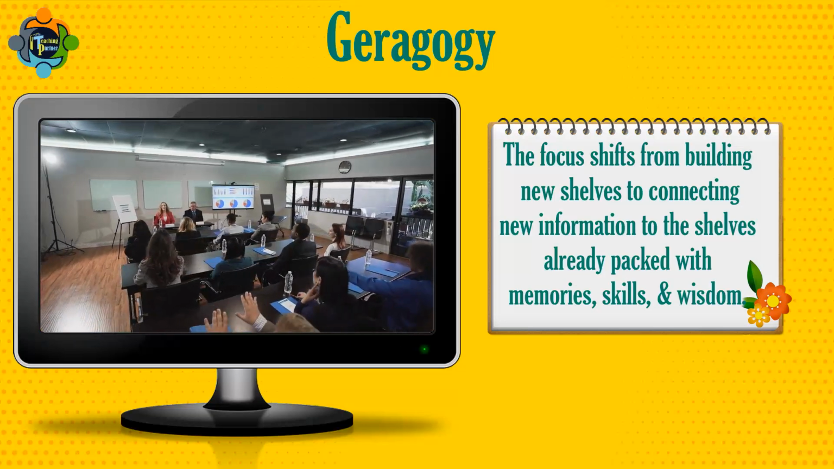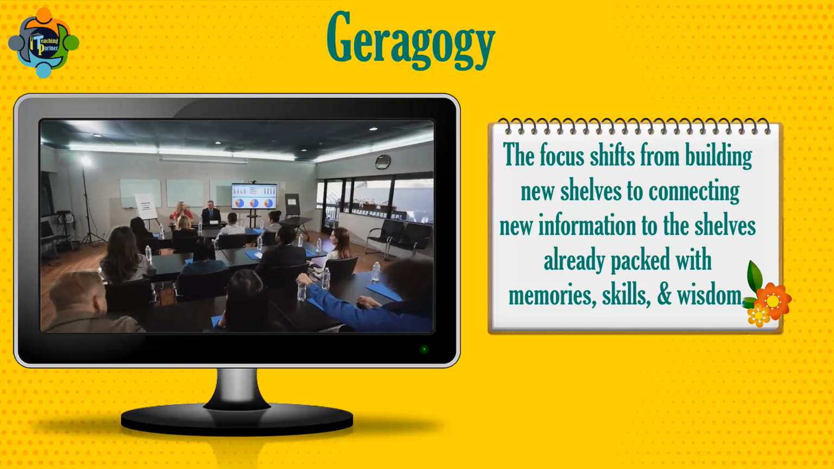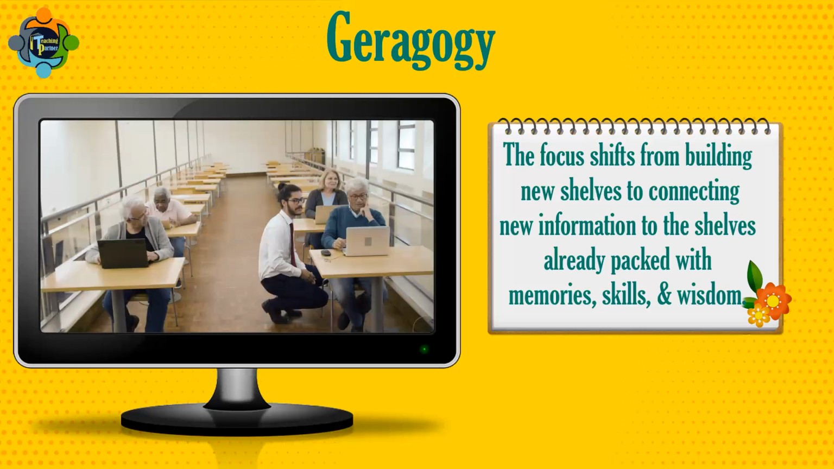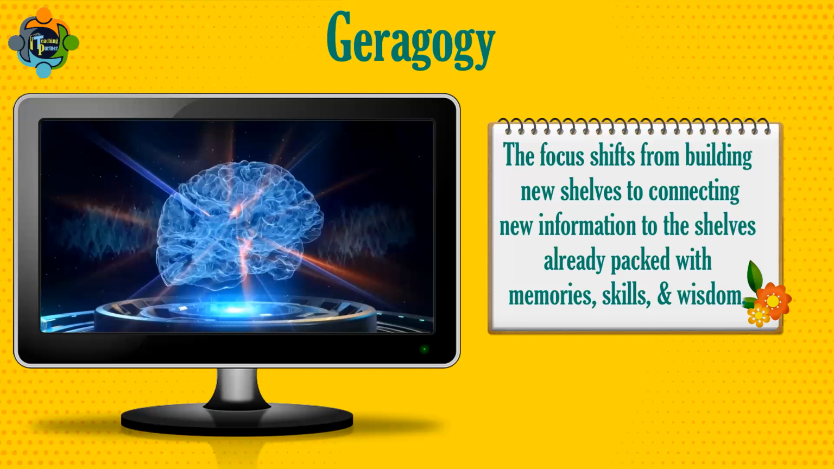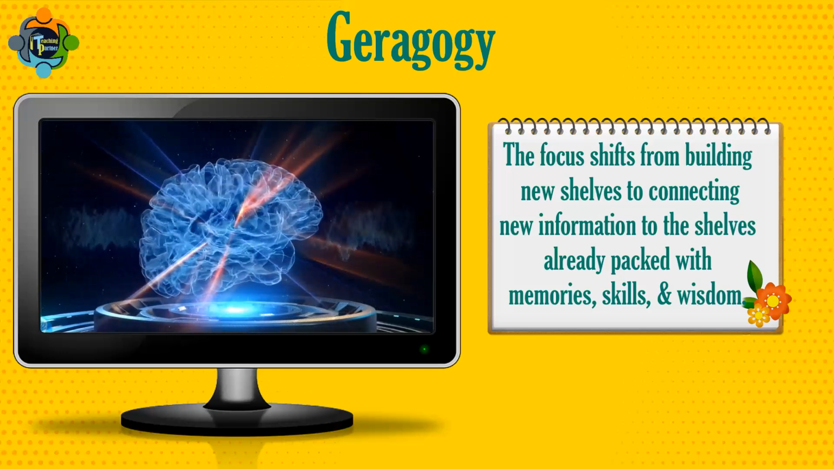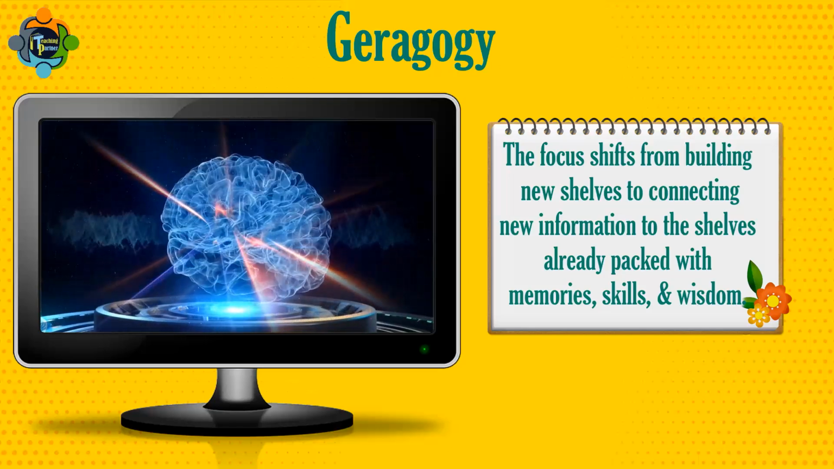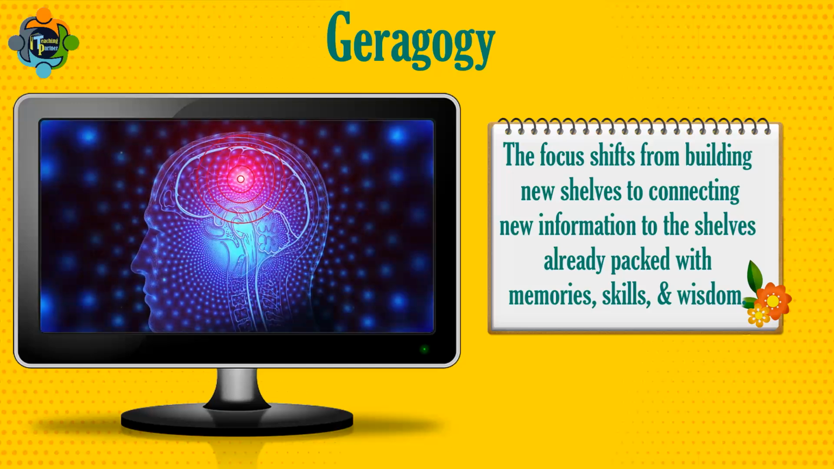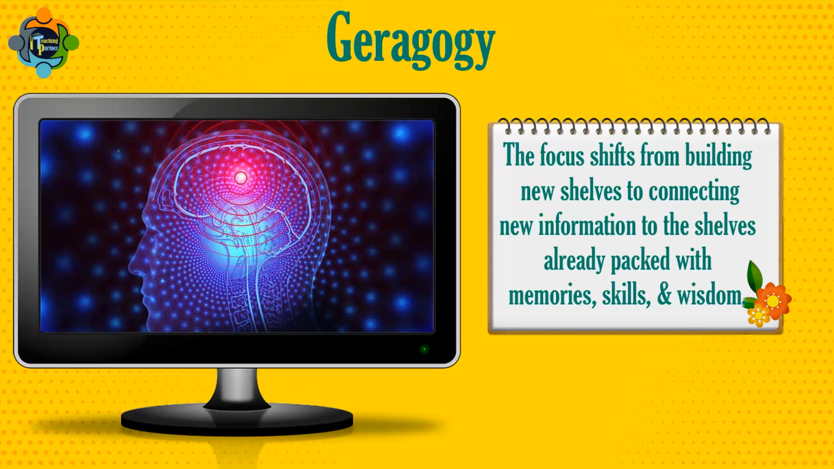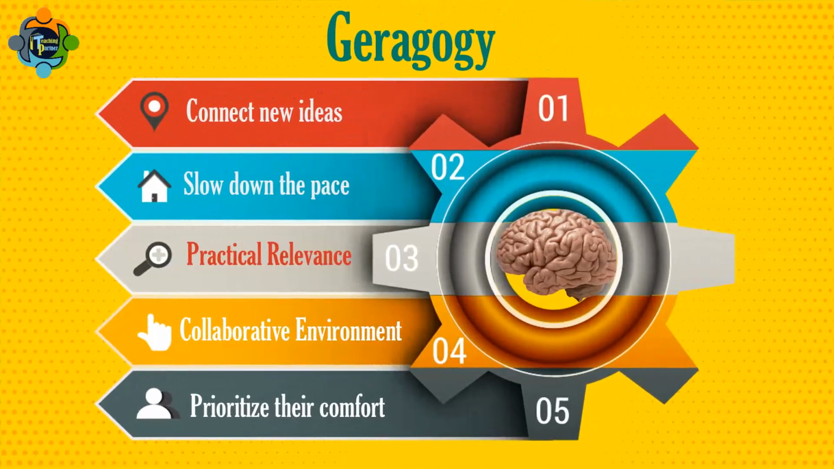The principle of neuroplasticity still applies. The brain can learn at any age, but it leverages that existing library. The focus shifts from building new shelves to connecting new information to the shelves already packed with memories, skills, and wisdom. A geragogical approach informed by the neuroscience of the adult brain would connect the new skill directly to that rich internal library. Here are 5 simple tips for teaching older adults based on how their brains learn best.